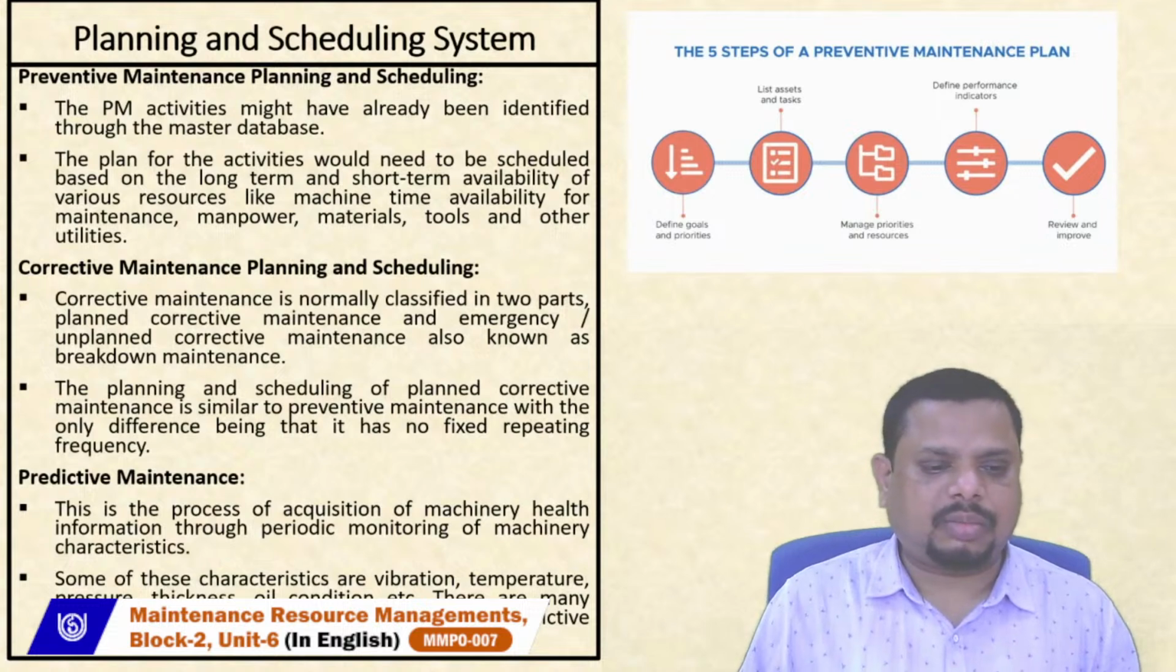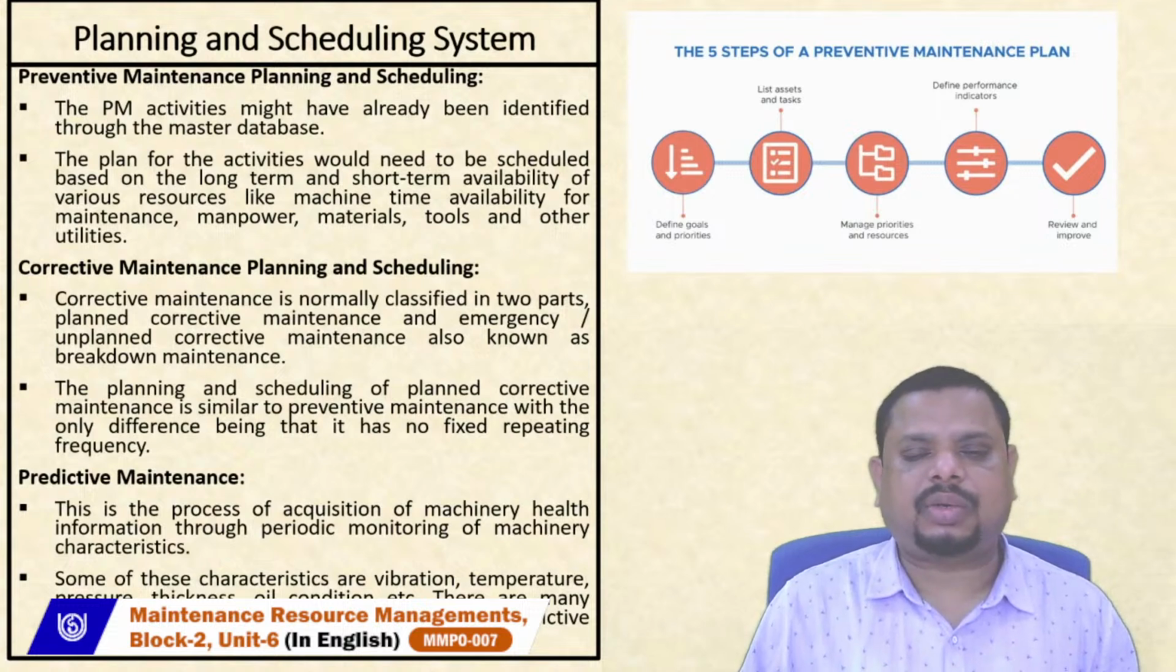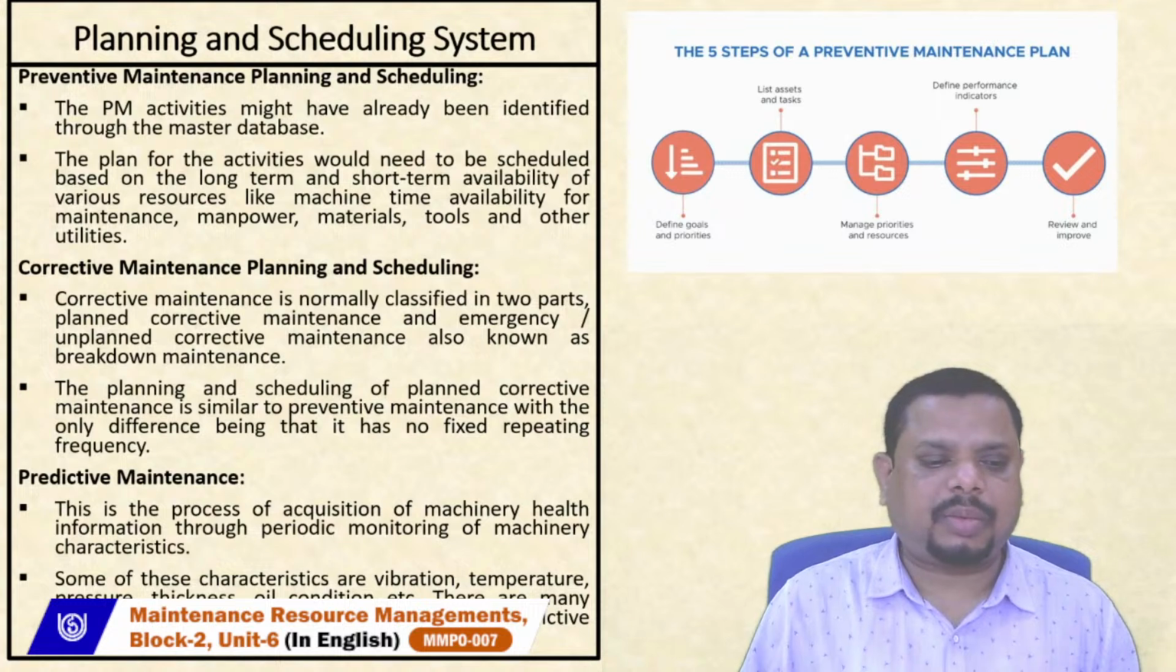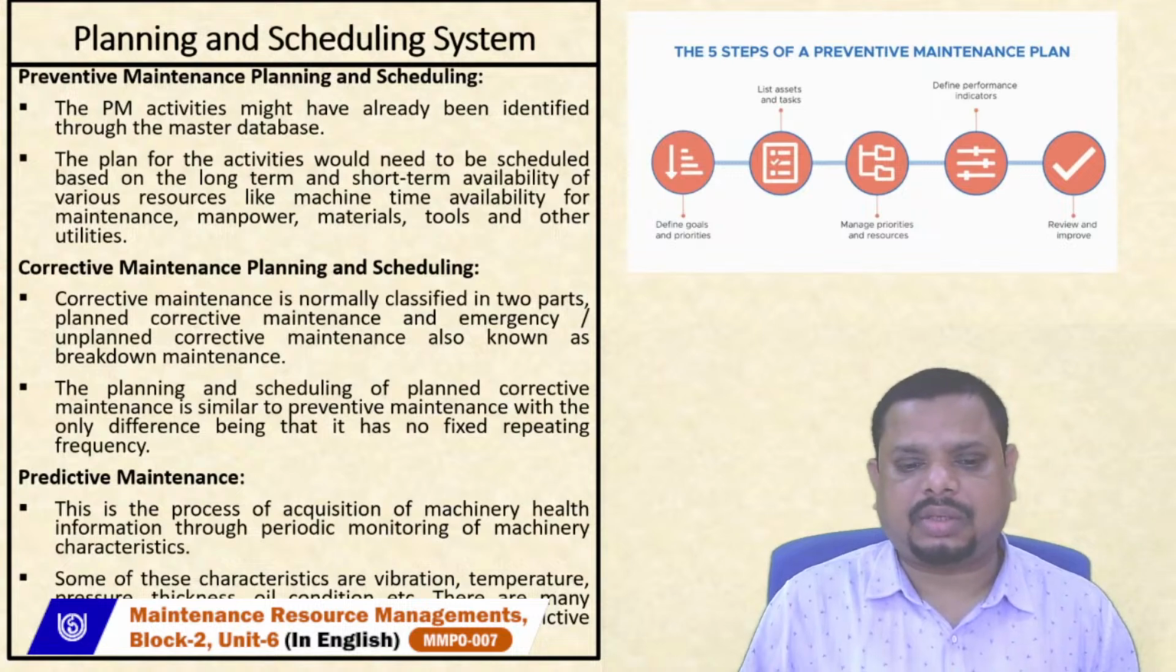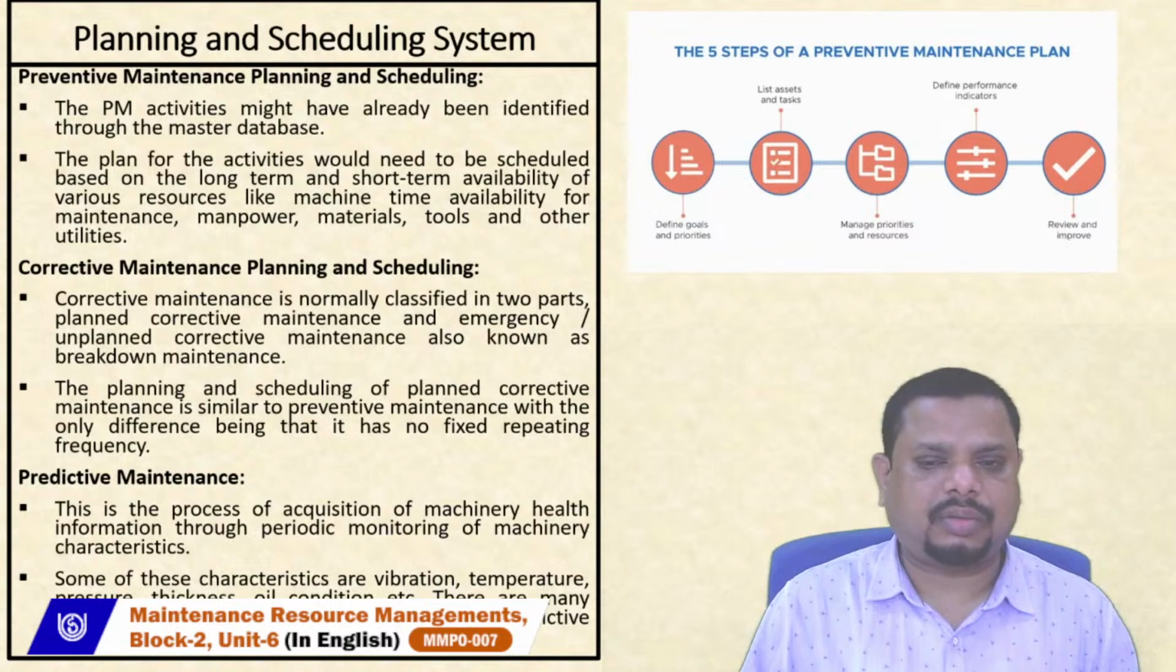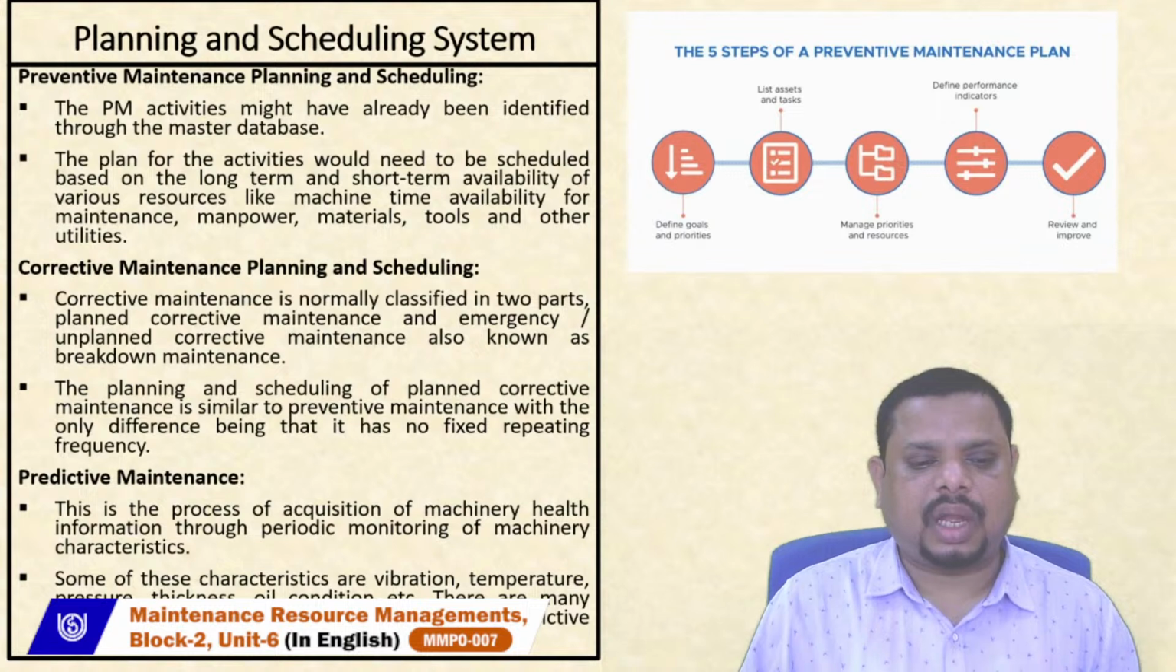Moving to the next one, some of these characteristics are, for example, vibrations, temperatures, pressure, thickness, and oil conditions in gearboxes. So there are many specialized instruments for the purpose of predictive maintenance. For example, for temperature, thermal sensors are used. In vibrations, sensors are used. For checking the thickness, you have to use various pH meters. For pressures, pneumatic devices are there for reading the pressures. And in case of oil conditions, checking is basically done.